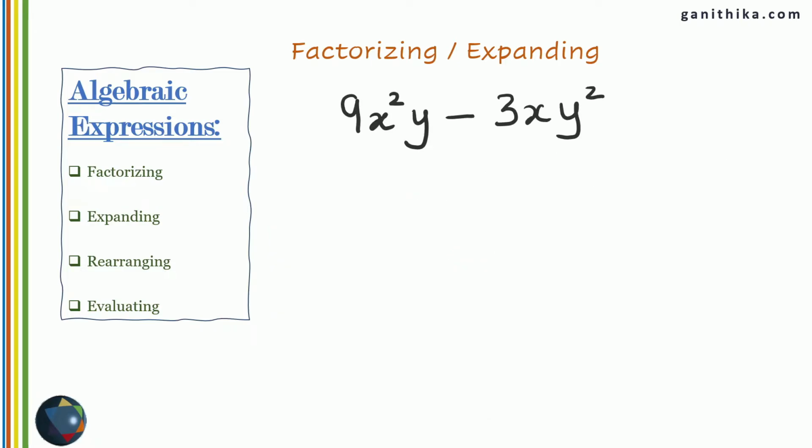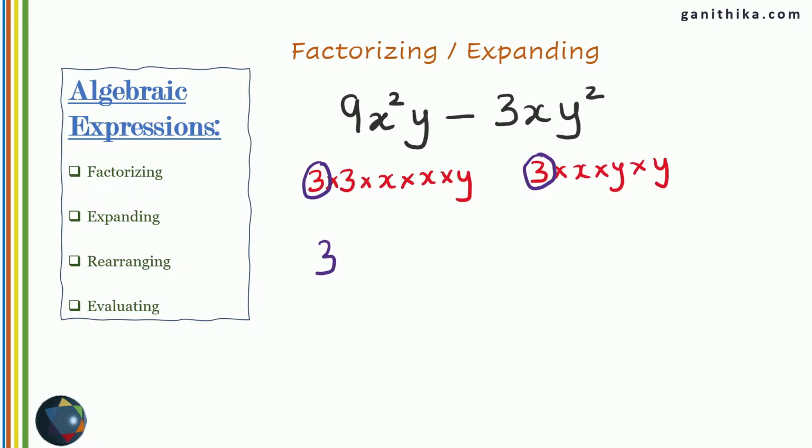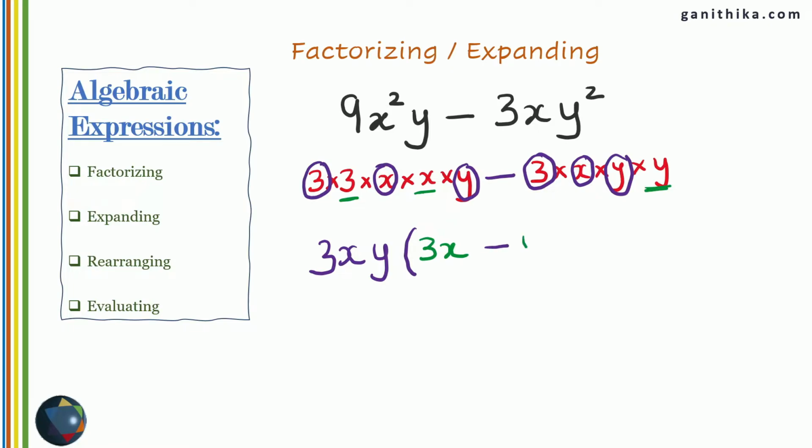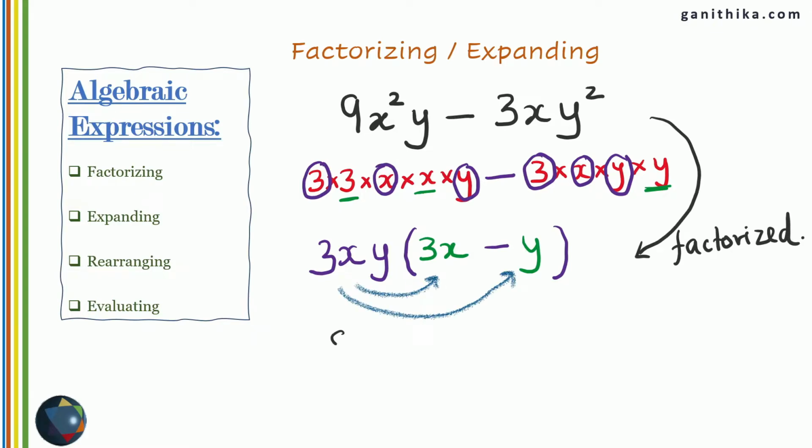Next, one more question: 9x square y minus 3xy square. Expand them as factors and collect all the common factors and write them all together. And the next factor is y, and open the bracket, write the remaining factors from each term. Use the same sign as in the question and complete the bracket here. And this is the factorized form of the given question. Now if you expand, you should be getting back the original question, which means your factorization is correct.